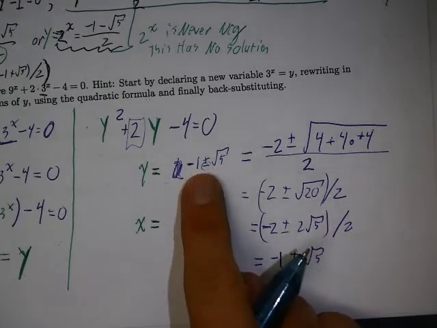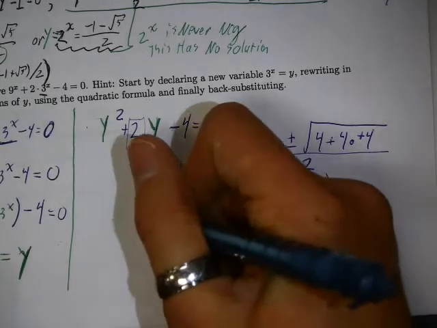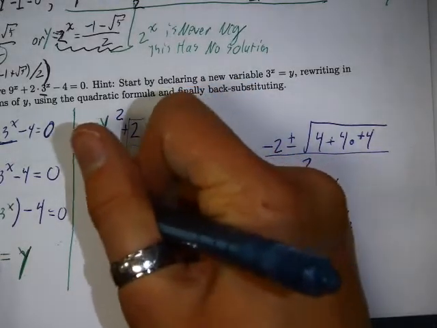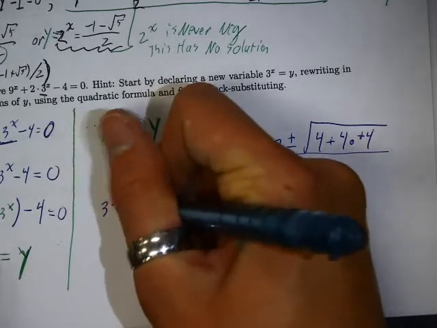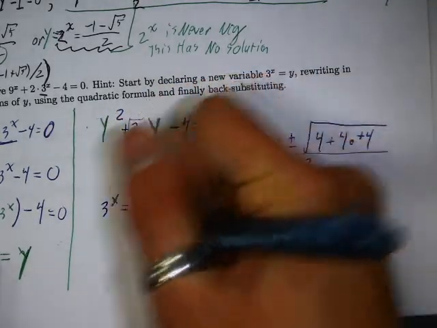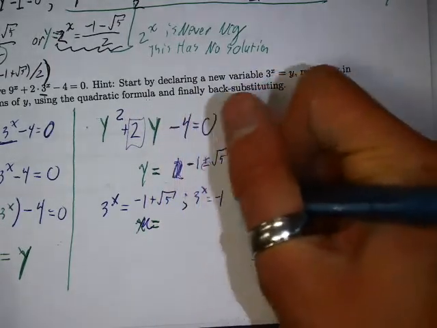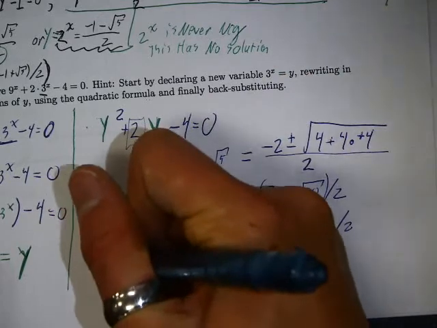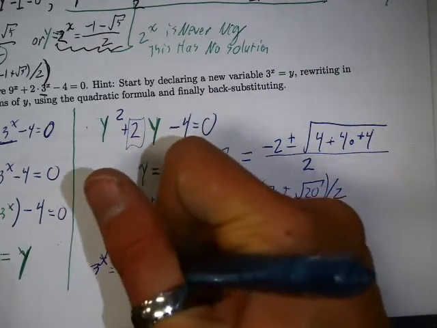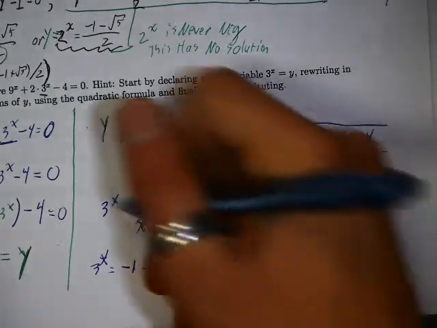Okay, so I know what y is. Y is those two things. But I don't care what y is, I care what x is. So now I see two equations that I need to solve. I need to solve 3 to the x, because that's what y is, equal to -1 plus root 5. And I need to solve 3 to the x equal to -1 minus the square root of 5.